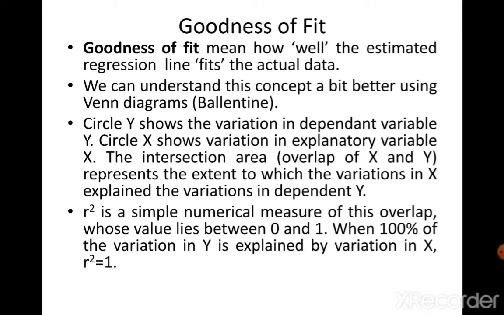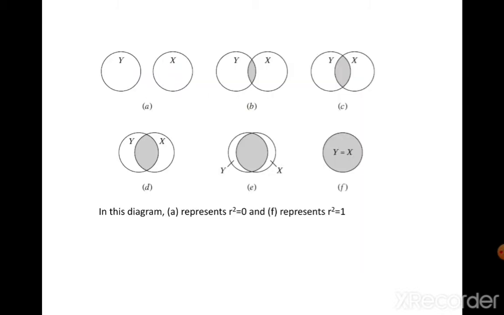Now we can understand this concept using something very basic, our basic tool of Venn diagrams. We have used Venn diagrams to study set theory. So here in the next slide, the circle y represents variations in the variable y, our dependent variable y. The circle x represents variations in the independent or explanatory variable x.